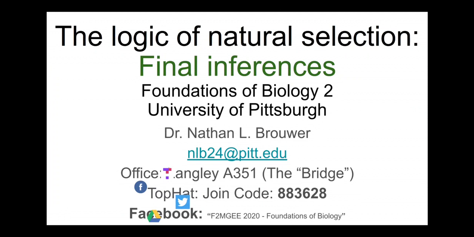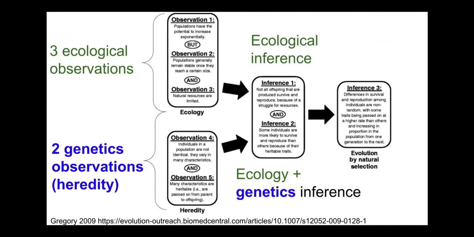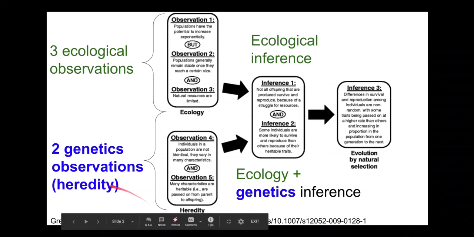In this video, I'll be talking about how the logic of natural selection was woven together by Darwin and how he came up with the final inferences for figuring out how natural selection worked. Throughout this series of videos, I've been using a framework developed by Ernst Mayr, in this case drawn out by Gregory 2009. It's a combination of 3 ecological observations that Darwin included in the Origin of Species, 2 genetics observations, or observations related to heredity, and then 2 sets of inferences.